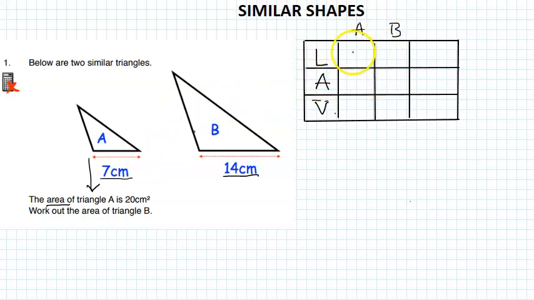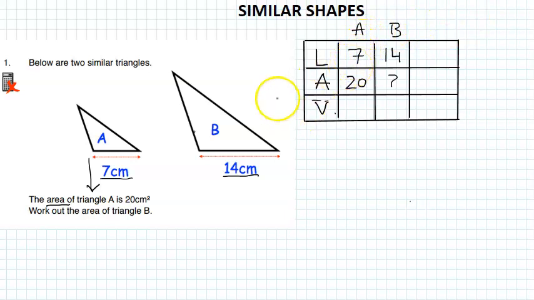Now shape A is the smaller one, and the length is 7, and the second one has a length of 14. The area of the smaller triangle is given as 20. So we have to find what is the area of the bigger one.